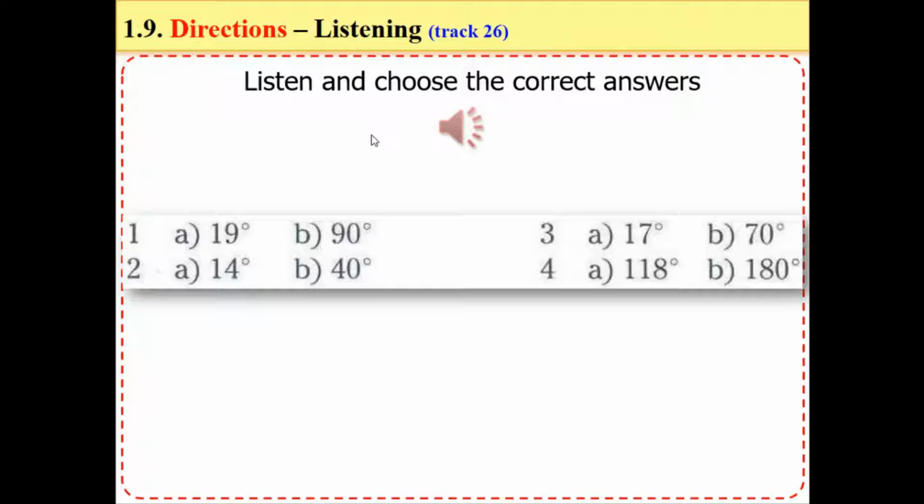1. 19 degrees. 2. 40 degrees. 3. 70 degrees. 4. 118 degrees.